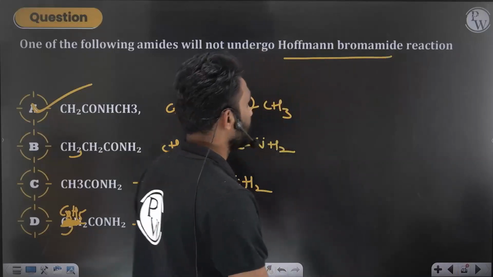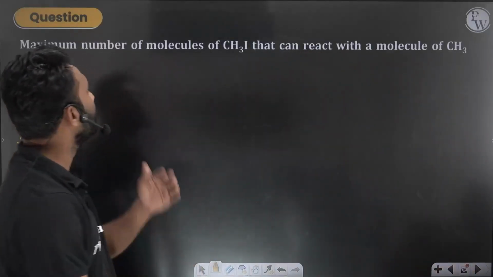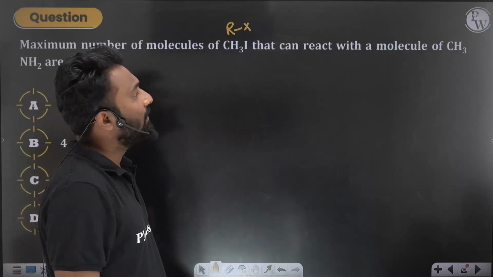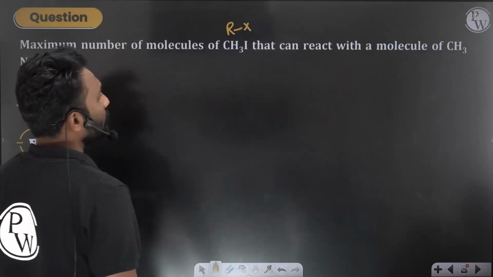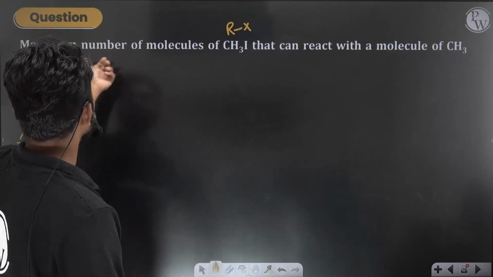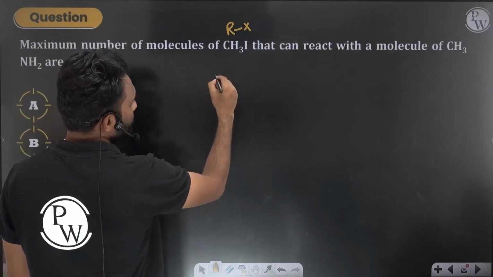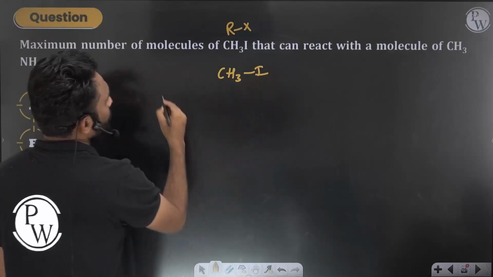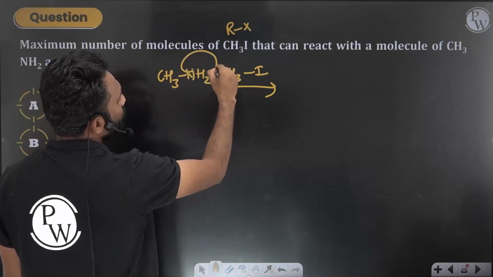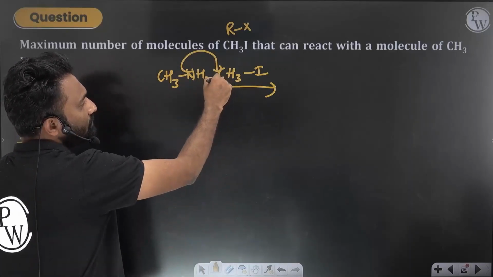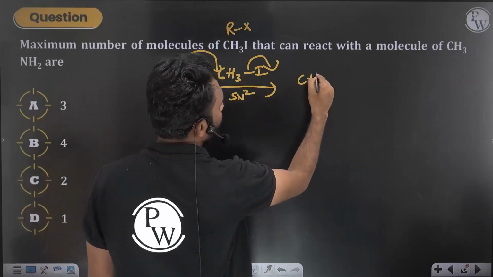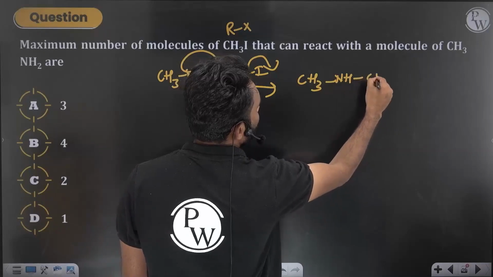Okay. Next. Maximum number of molecules of the CH3I. Now this is in the form of an alkyl halide, that can react with a molecule of primary amine. What will it give? Maximum number of molecules. Here we are having the primary amine. This primary amine has a lone pair of electrons. This lone pair will be given to this CH3, and iodine is a good leaving group. It will follow the SN2 mechanism, and it will give the secondary amine.